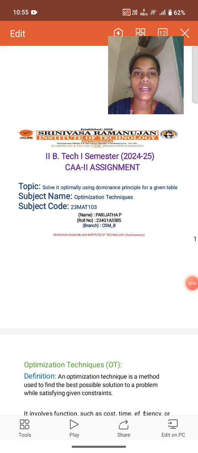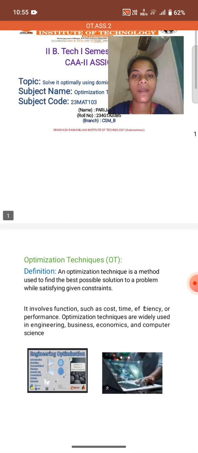Now I am studying BTech second year in Srinivasa Ramanujan Institute of Technology in the branch of CSM. My topic is about solving the given problem and given table optimally by using the dominance principle.